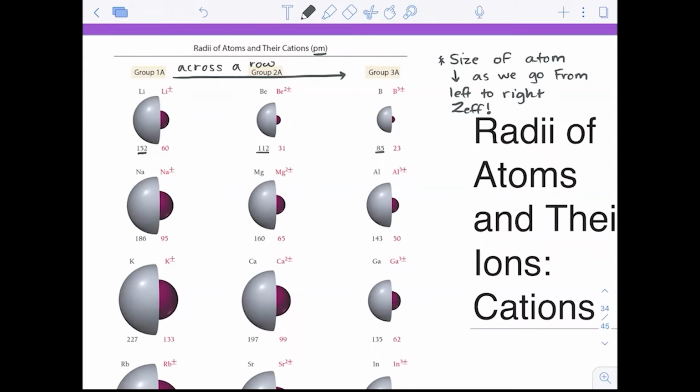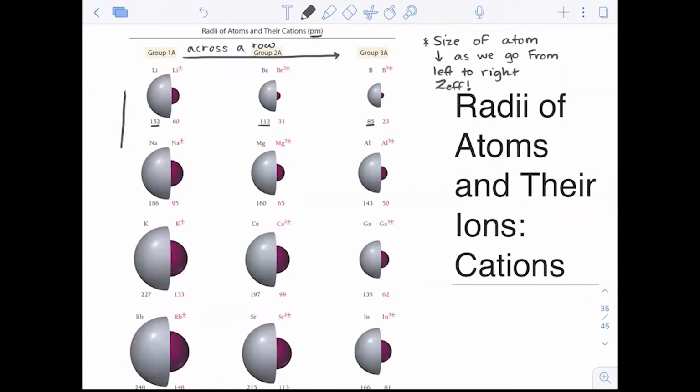So as we think about the Z effective, yes, we're increasing the number of proton count. Yes, we're increasing the number of electron count, but the actual attraction between those protons and those electrons, the Z effective, is increasing as we go across the row. And so therefore, the size of the atom decreases from left to right.